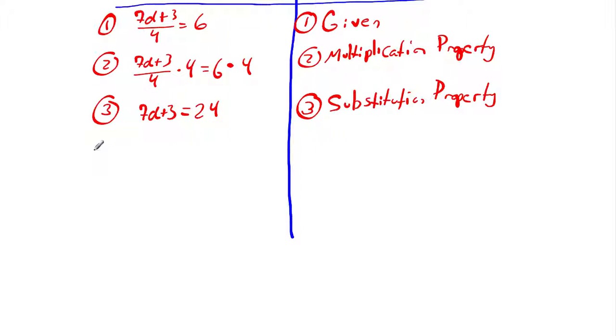All right, what would I do next? Well, if I want to get d by itself, I would subtract 3 from both sides. And why can I do that? That's the subtraction property.